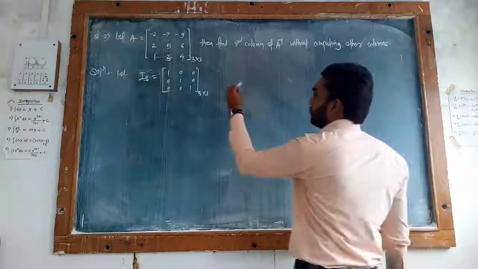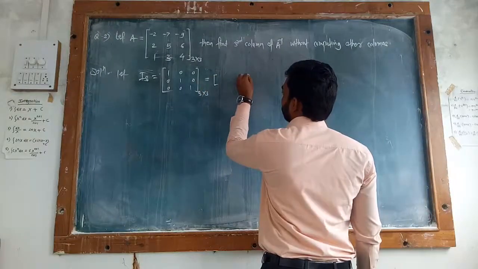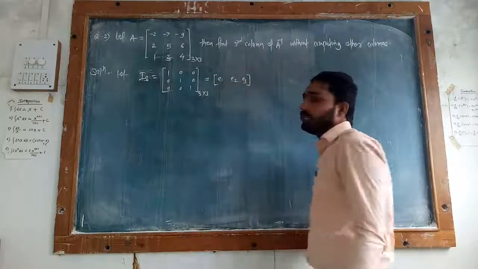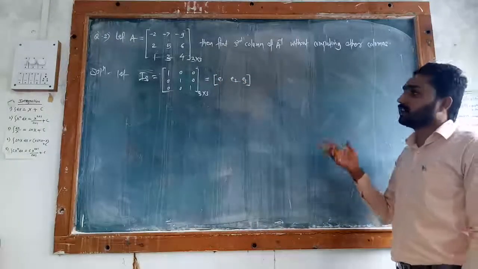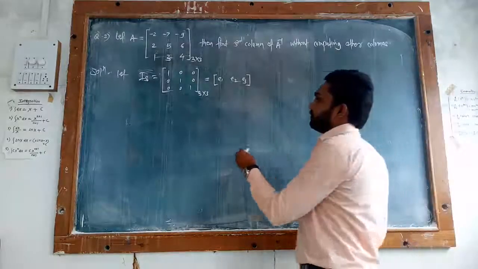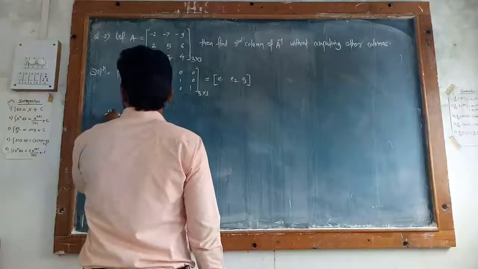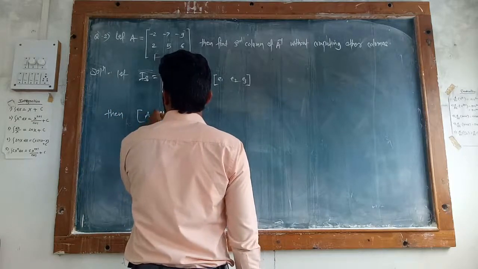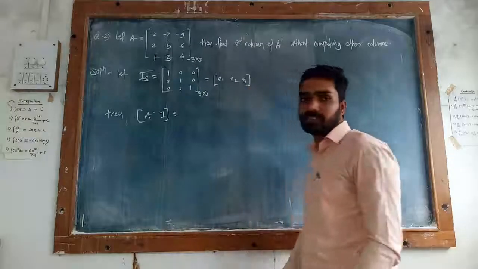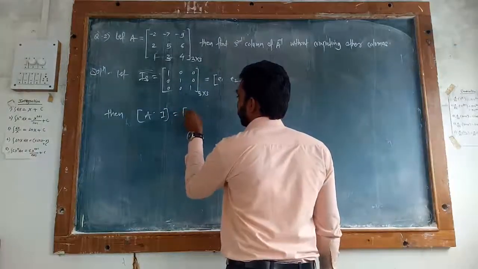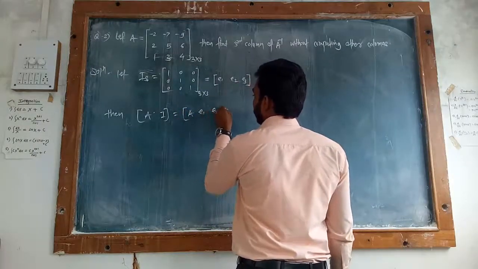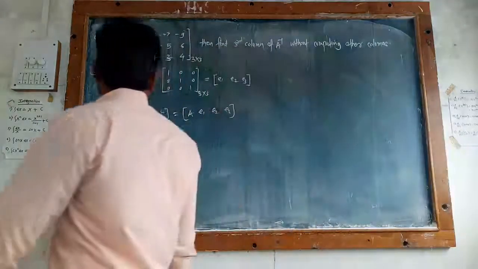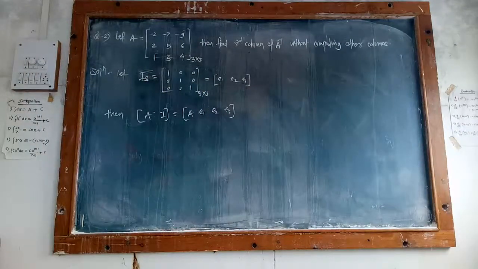This is your identity matrix, and this identity matrix in your column definition form becomes E1, E2, E3. E1 to E3 become the column vectors of the identity matrix. So then your augmented matrix A I becomes this: this is your A, this is your E1, E2, E3. Okay, this is your augmented matrix A, E1, E2, E3.